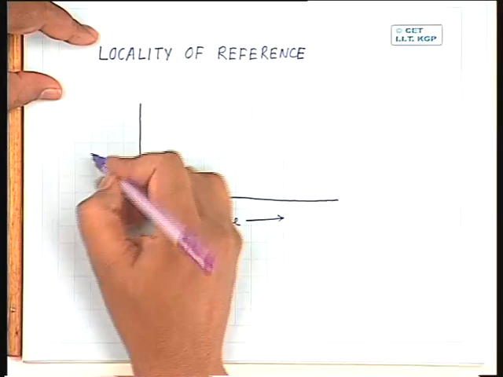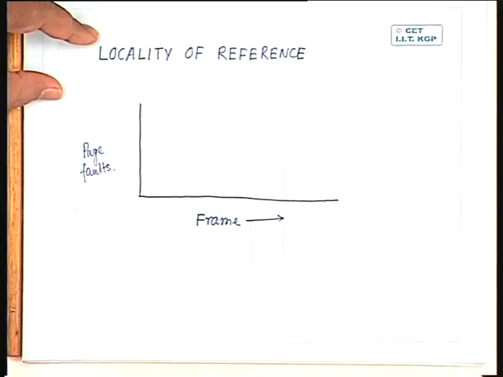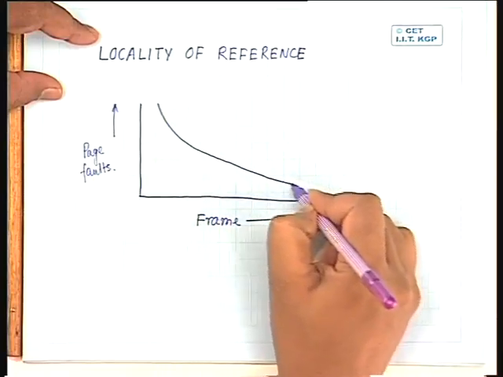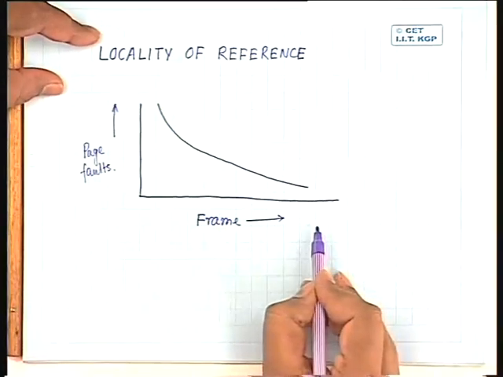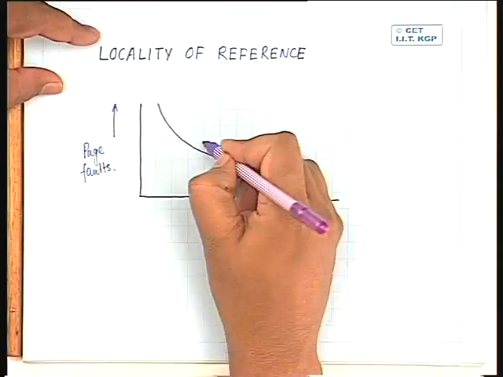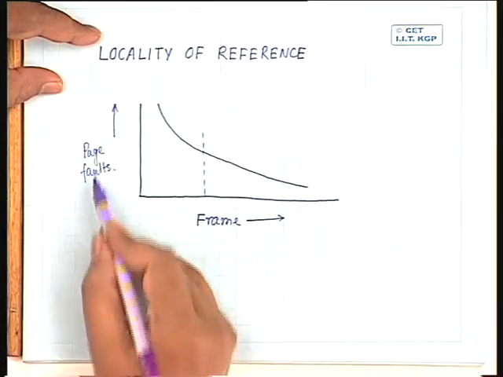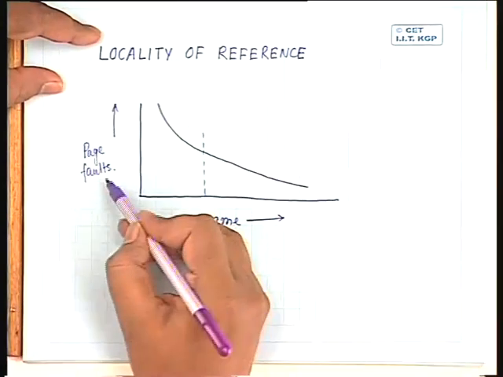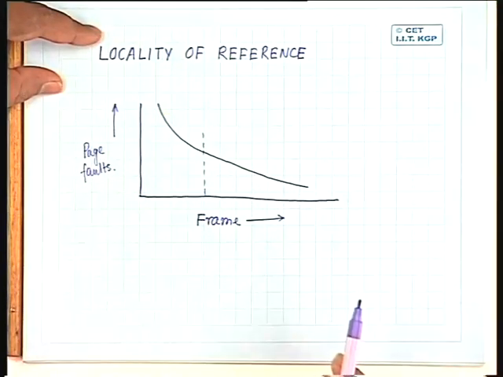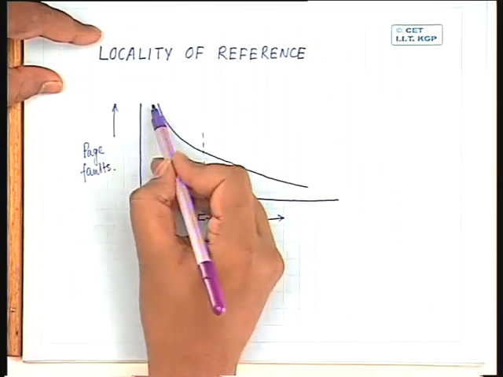on this side I have frame numbers, on this side I have say page faults. Then I will get a curve something like this. As you increase the number of frames, the number of page faults will decrease. As you reduce the number of frames, the number of page faults will increase. So, you will find that somewhere here I get optimal performance. If I increase the number of frames beyond this, though the number of page faults decreases, the relative decrease in the number of page faults with respect to increase in the number of frames is not that profitable. Whereas, if I reduce the number of frames below this, in that case the number of page faults is going to increase tremendously.